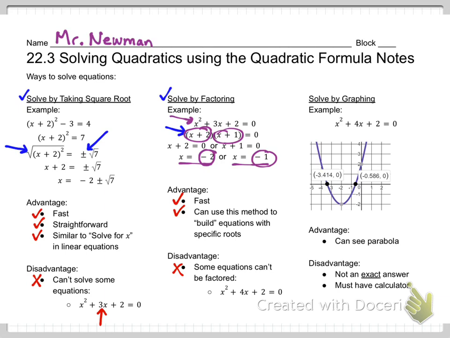For example, right down here, this equation, there's no pair of numbers, no integers, that you can think of that multiply to 2 and add up to 4. It just can't happen because the only factors of 2 are 1 and 2, and they don't add up to 4. So the third way that we so far have for solving these is to solve by graphing.